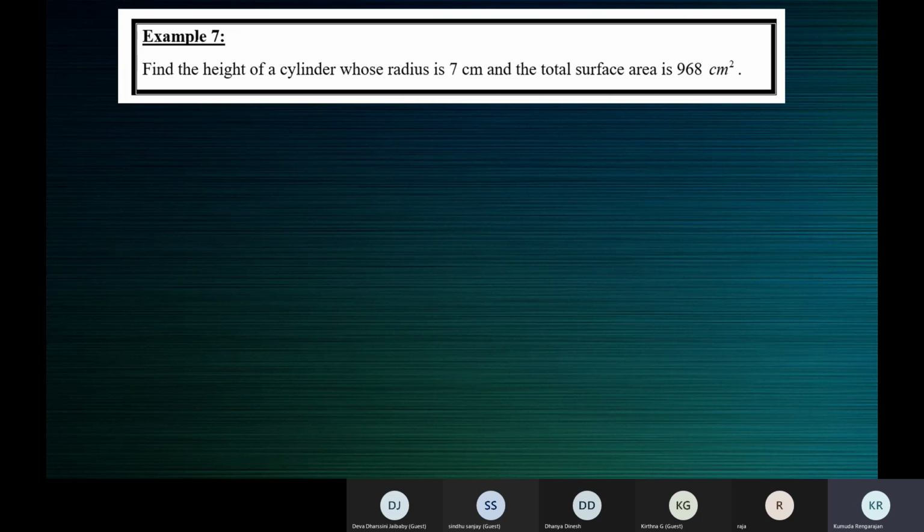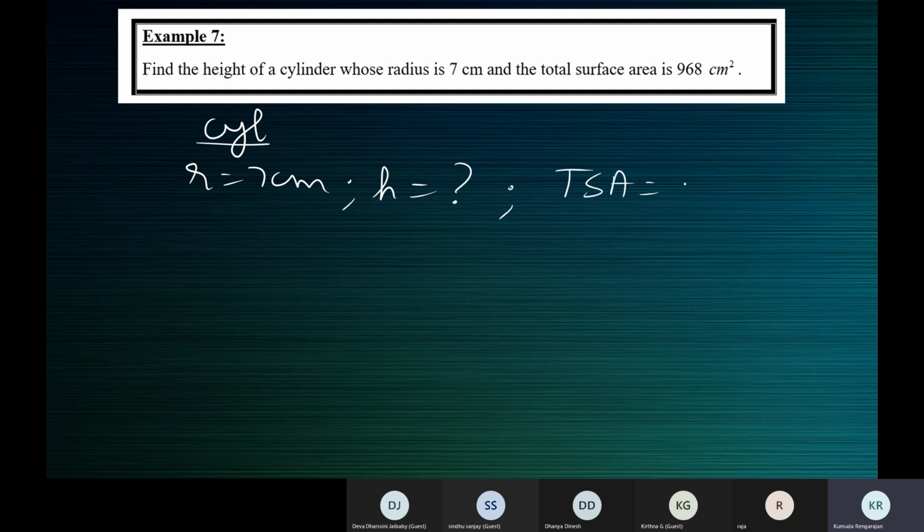Now let's answer this question. Find the height of a cylinder whose radius is 7 centimeters. So it's about a cylinder. The radius is 7 centimeters. Find the height. We don't know the height of the cylinder. We have to find what is given. The TSA of the cylinder is given to be 968 centimeters square. Radius is 7. Total surface area is 968. This is given to us.